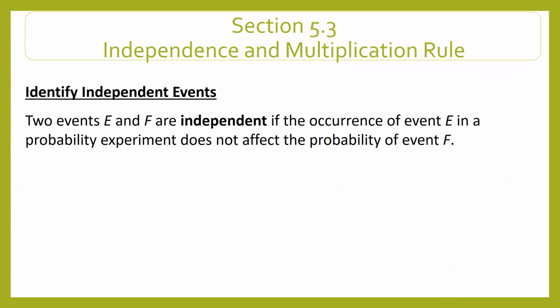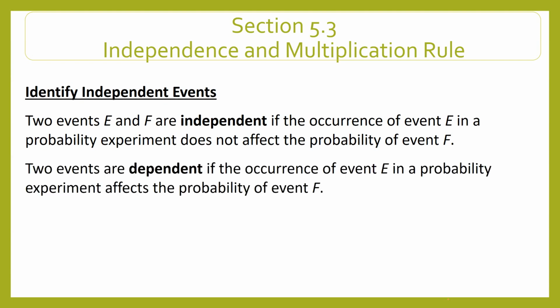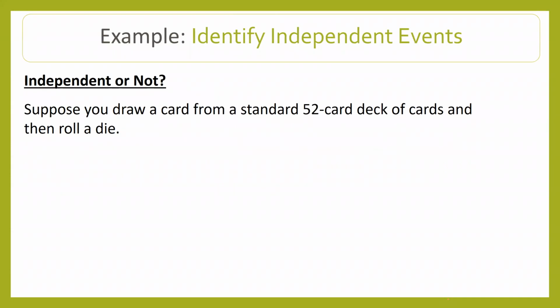So, independent events. Okay, 2 events, E and F, are independent if the occurrence of event E in the probability experiment does not affect the probability of event F. They don't affect each other. The occurrence of event E does not affect the probability of event F. 2 events are dependent if the occurrence of event E in a probability experiment affects the probability of event F.